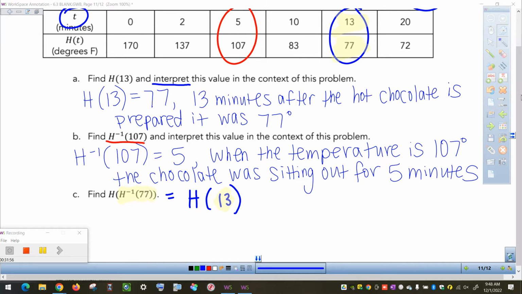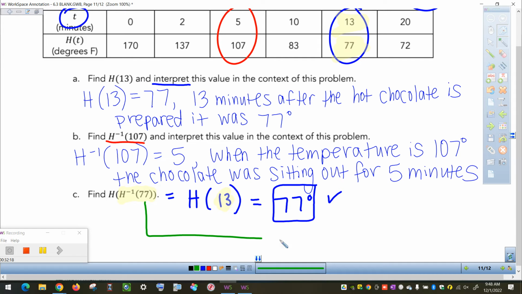Okay, but we're not done. Now we need to do the outside part. Now we're going to find h of 13. Well, now the input of the original function is a time in minutes. So now we're looking back to when it was 13 minutes. We want to know the temperature. Well, isn't that getting us exactly back to where we started with? So the answer there is 77. Because we're doing a composition of a function and its inverse, notice that it follows that rule. It's just exactly the same number as what we had on the very inside at the very beginning.